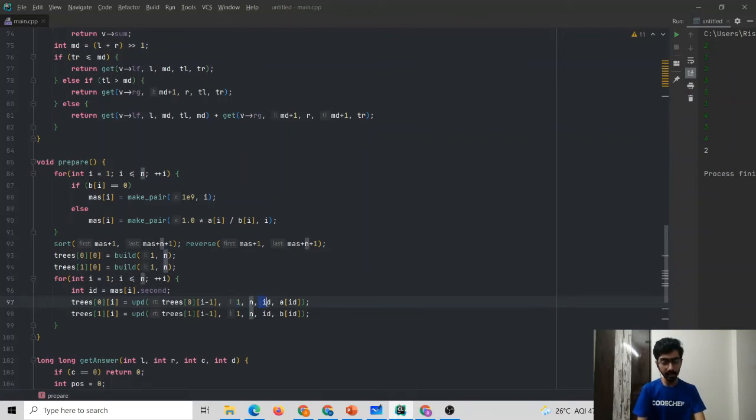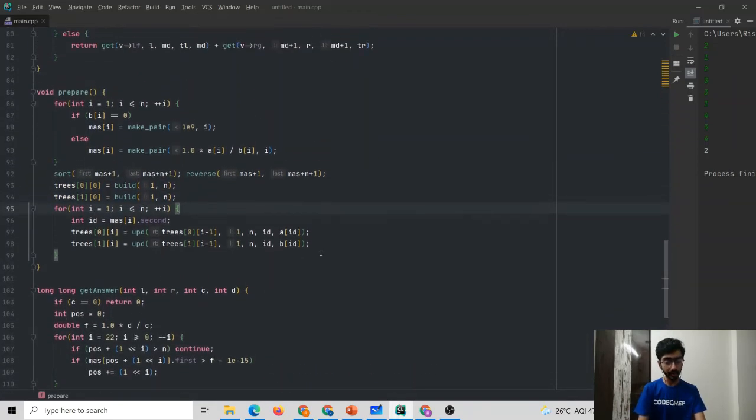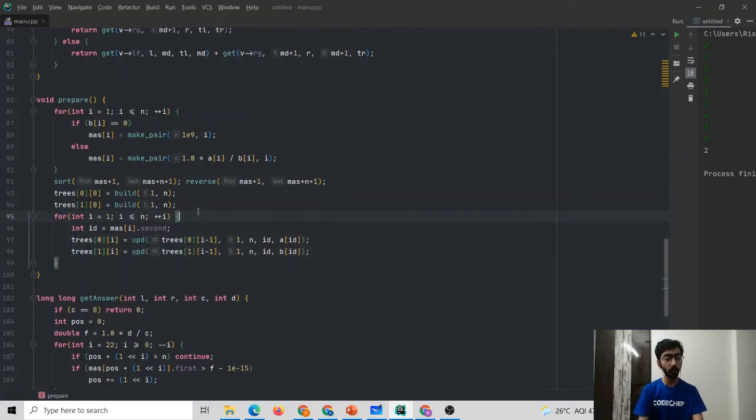This particular position is updated, and the value A of ID is inserted in the first segment tree and B of ID is inserted in the second segment tree. We have used the concept of persistent segment tree, so the total space being taken is only n log n. The function update considers the concept of persistent segment tree.